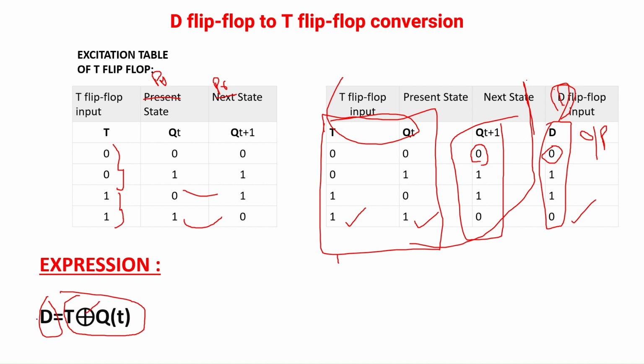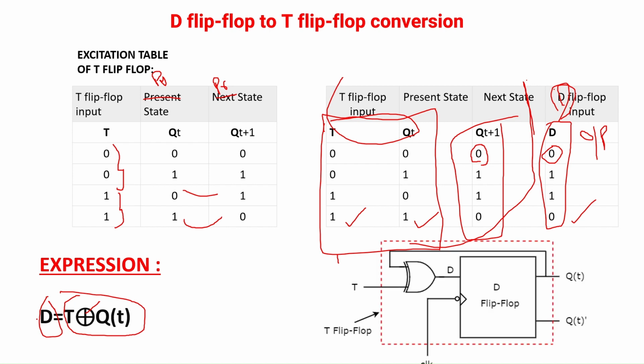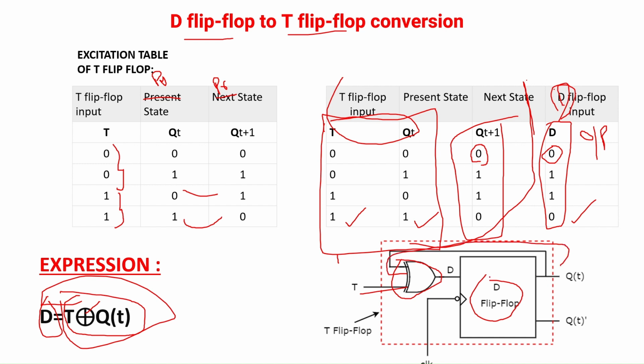Now we are going to apply this equation to the input of D flip-flop. We are going to convert D flip-flop to T flip-flop. So the base flip-flop is the D flip-flop, and in the place of D input we are going to apply D equal to T XOR Q of T. To get T XOR Q of T, we are using an XOR gate, and for this XOR gate T is applied as one input and Q of T is applied as another input. Now the output of this D flip-flop will be similar to the T flip-flop. Thus we have converted this D flip-flop to T flip-flop.